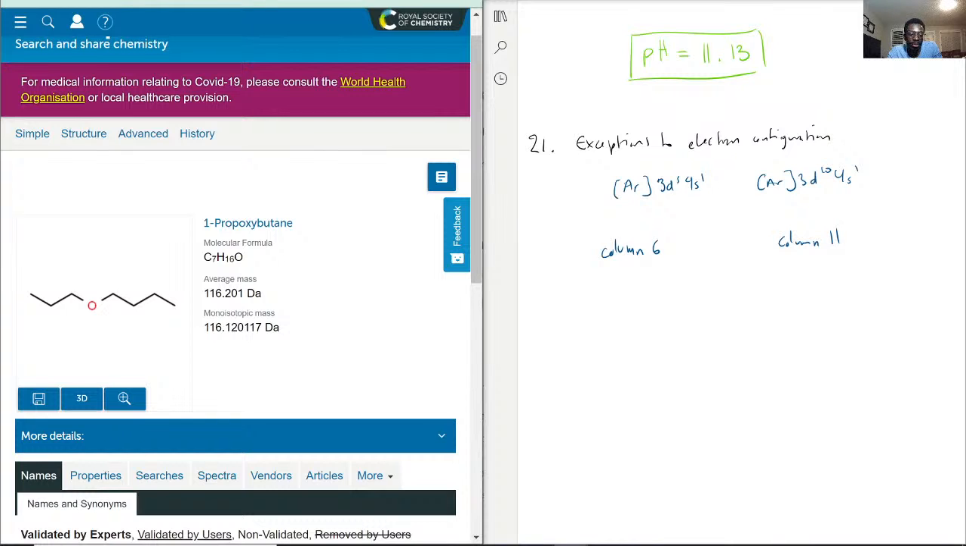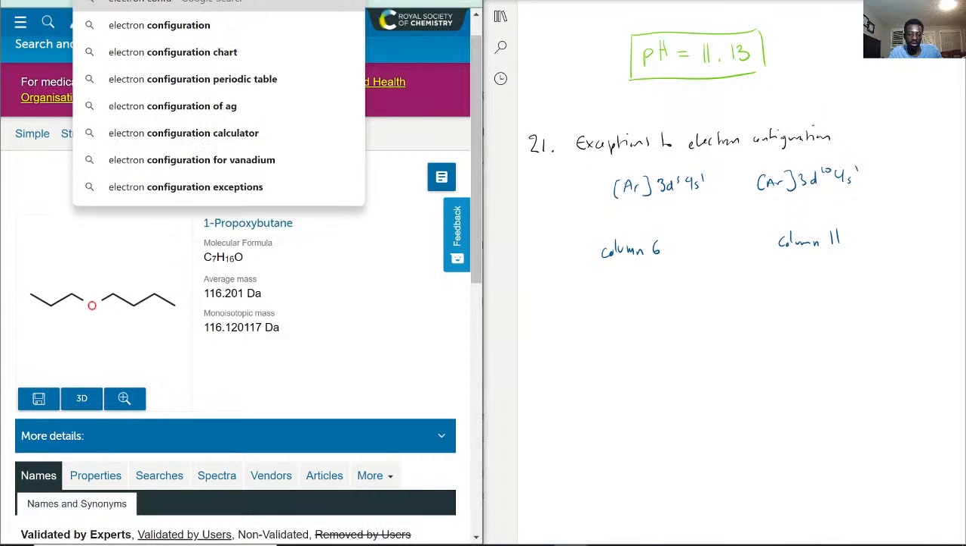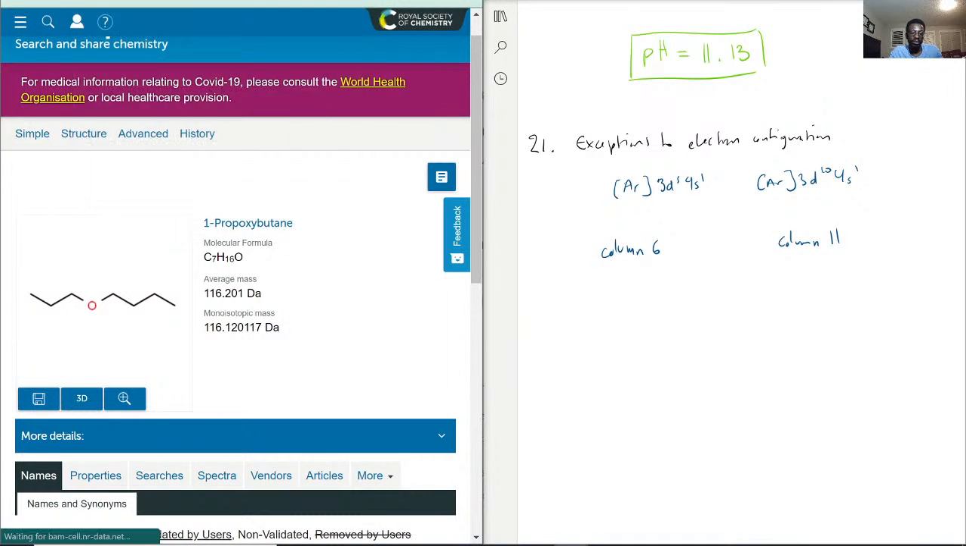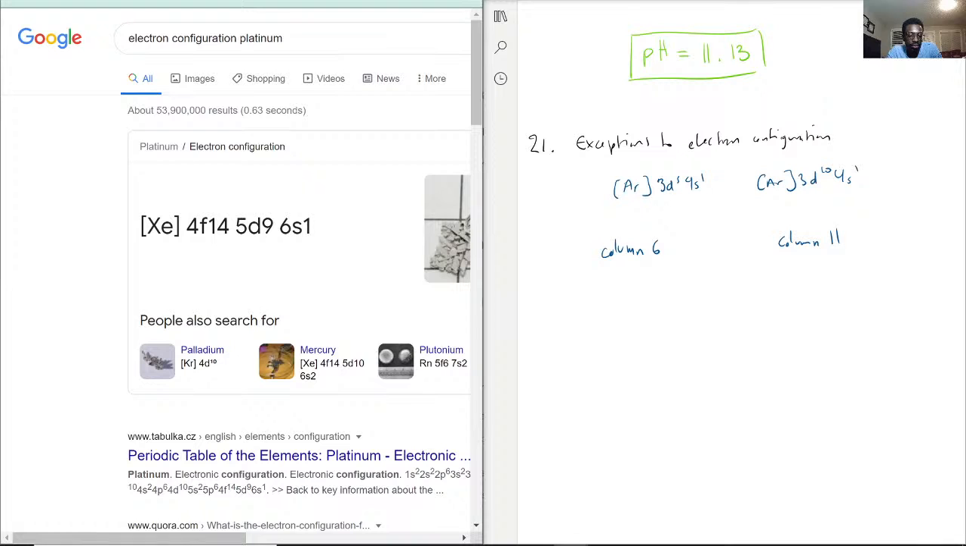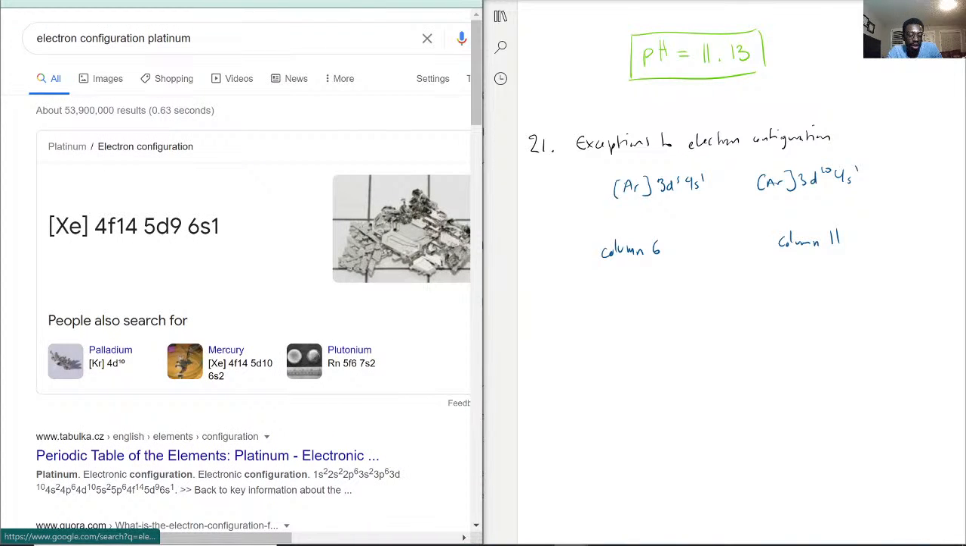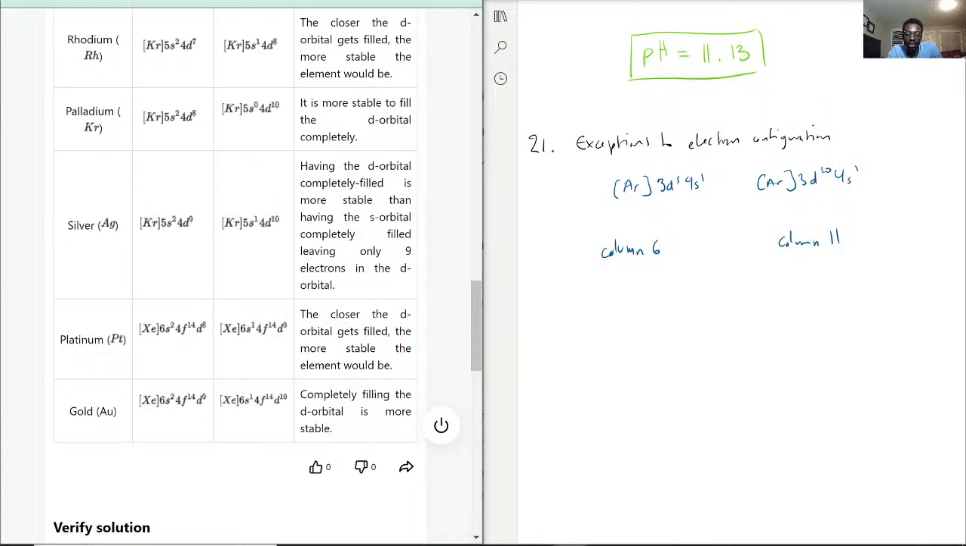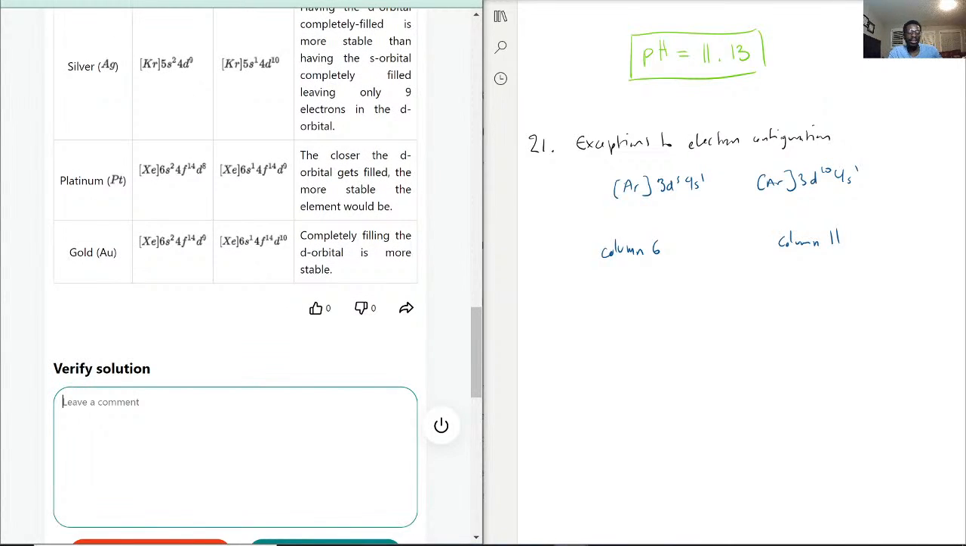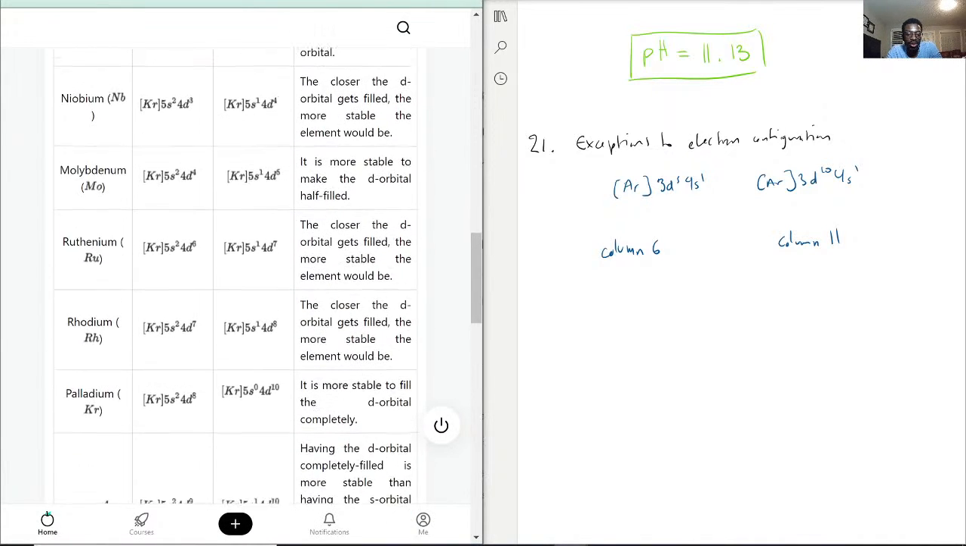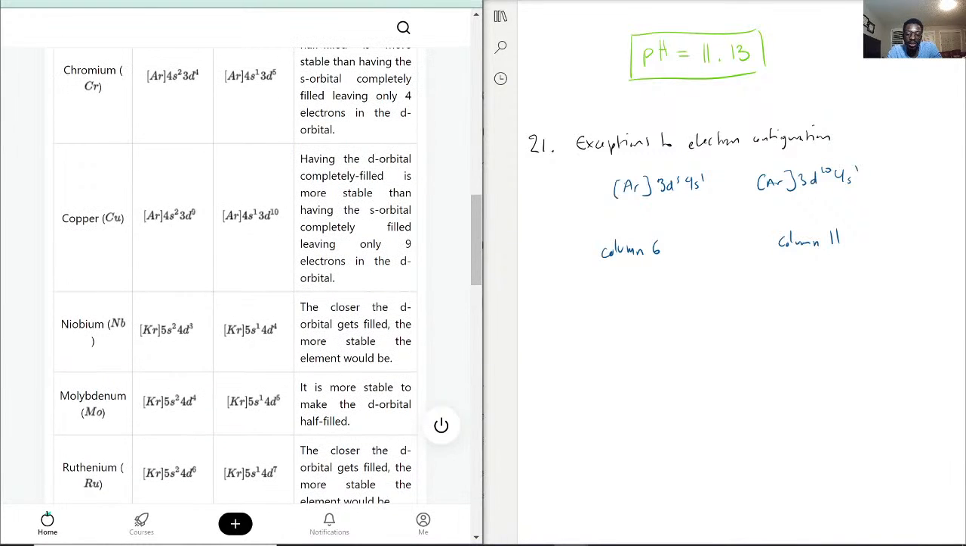In fact, what I'm going to do here is search up electron configuration platinum. Yeah, I can't tell you why. So this is correct. That's great. So I guess this really boils down to just memorizing it.